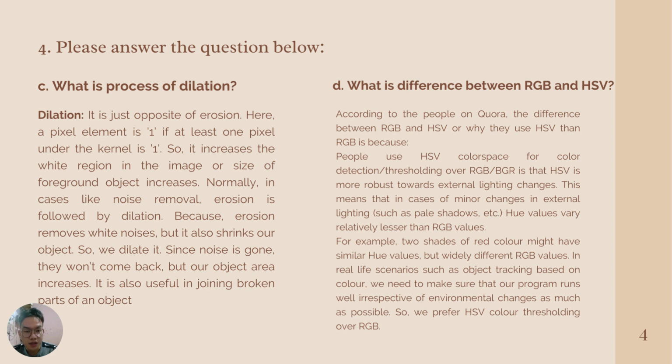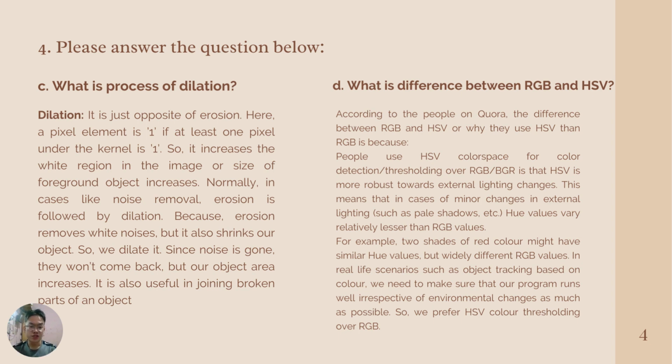D. What is the difference between RGB and HSV? According to the people on Quora, the reason people use HSV color space for color detection or thresholding over RGB or BGR is that HSV is more robust towards external lighting changes. This means that in case of minor changes in external lighting, such as pale shadow and so on, hue values vary relatively less than RGB values.